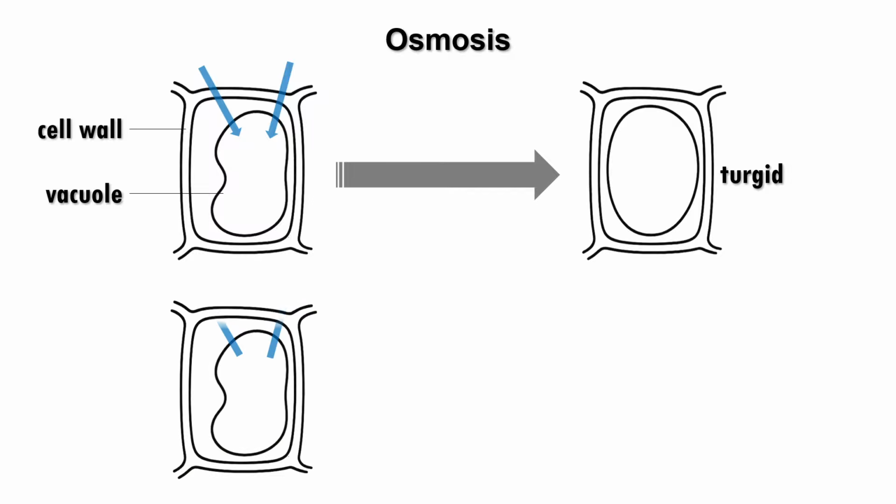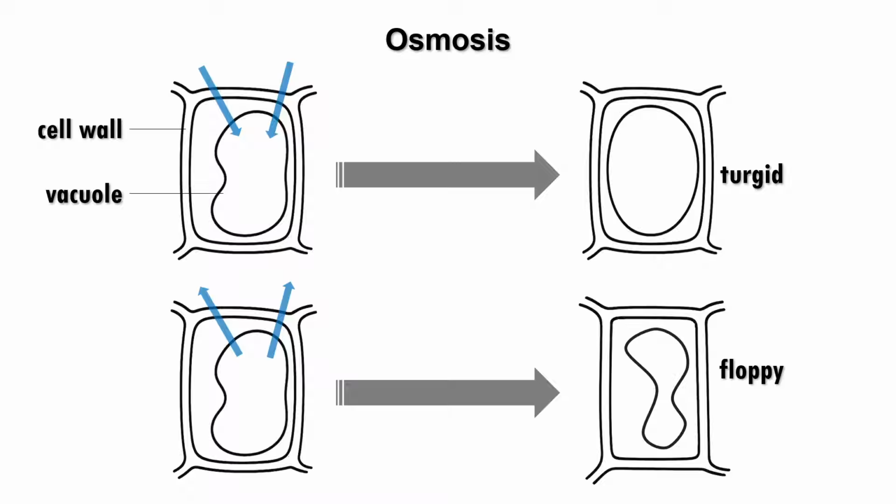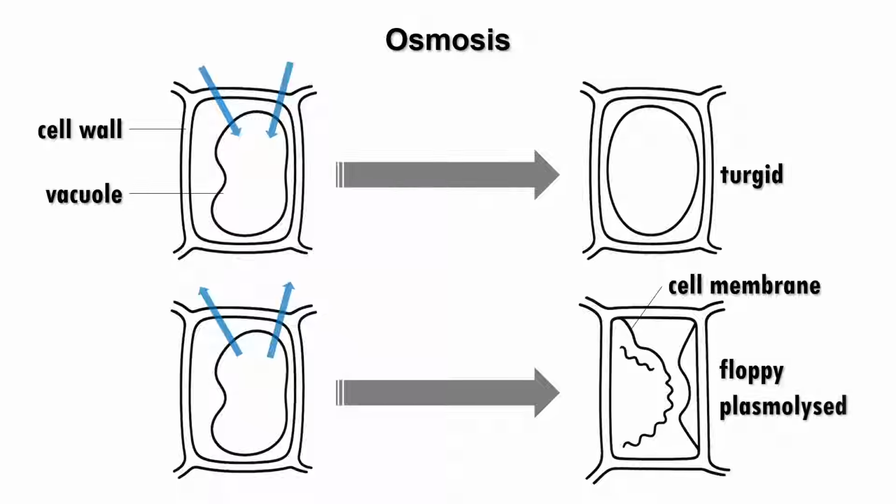If water moves out, the cell becomes soft and floppy. The plant will wilt because there's not enough water pressure inside. This can pull the cell membrane away from the cell wall, and the cell is said to be plasmolysed.